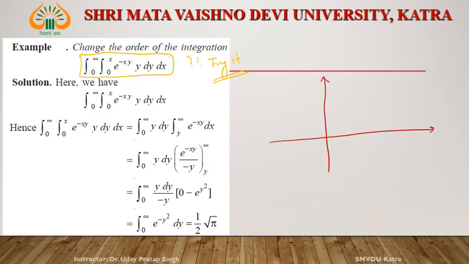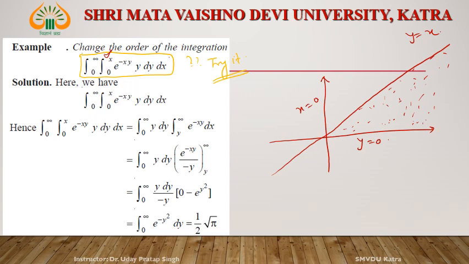First, we have to see the region of integration bounded by the following curves. What are the curves? The limit of the internal integral is a function of y, that is y equal to 0, this is a straight line, y equal to x, this is a straight line, x equal to 0, the y axis, and x equal to infinity. This is the whole region up to infinity.